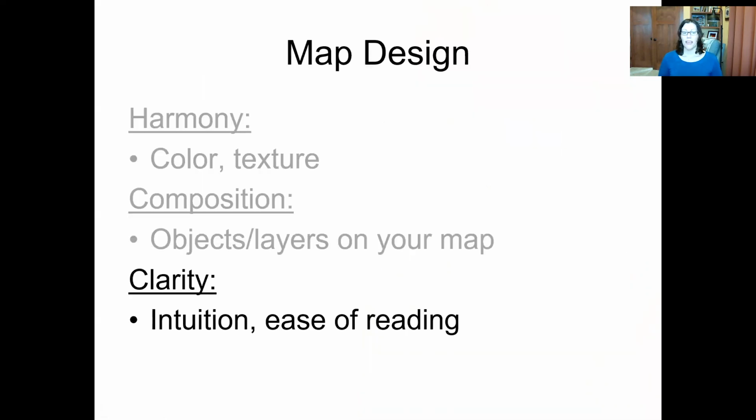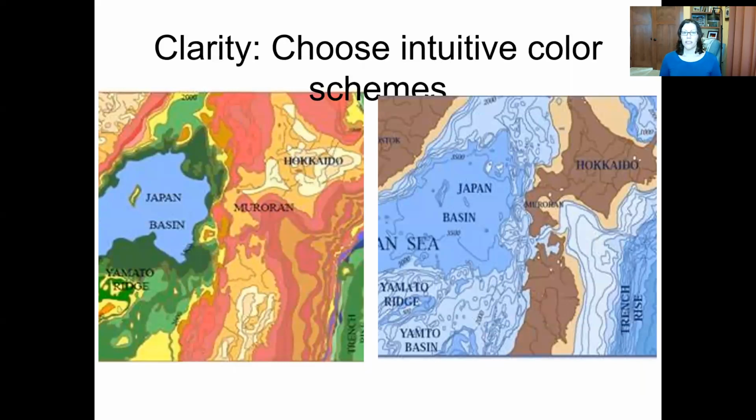Last piece in map design is clarity. I would frame this as intuition and ease of reading the map. One key thing to think about in terms of clarity is to choose intuitive color schemes. This is actually the same map twice. This is a bathymetry map, essentially the topography of the ocean basin, like how far down the ocean goes, of the Japan basin.